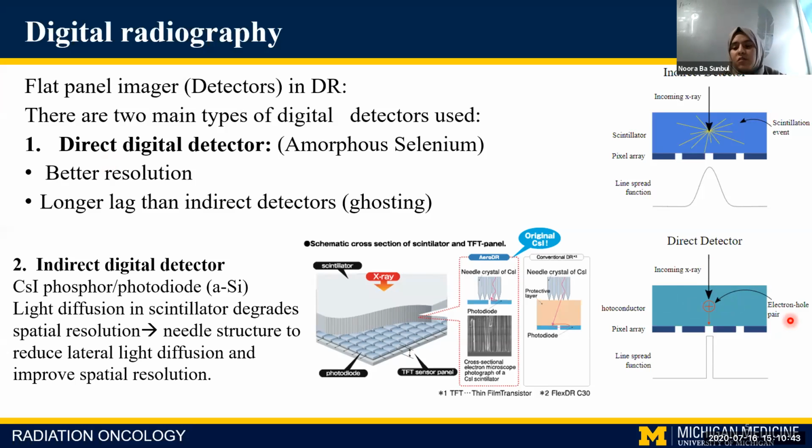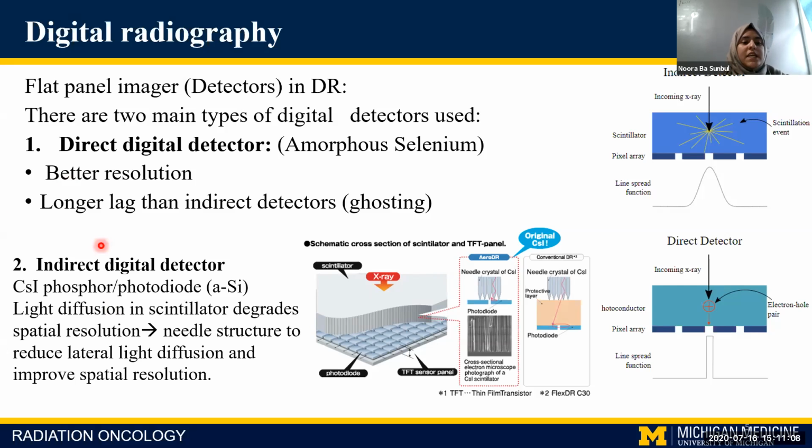So those are the solid state detectors, and then you form the line spread function of the interaction. Those have the advantage of having better resolution. However, the time response is a bit longer in comparison with the indirect digital detectors. So mostly amorphous selenium is the most used type of detector for this kind of application.